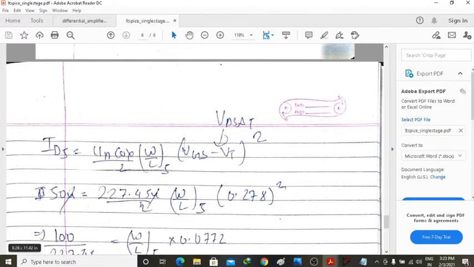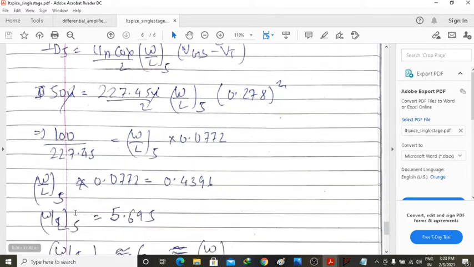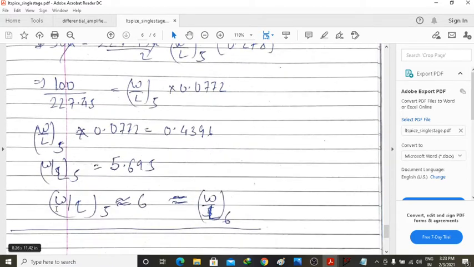So when I put all the values, I am expecting the output of the value of W by L5. Finally I get the value of W by L5 equal to 5.696, so we assume it as 6. We assume the aspect ratio to be 6, right? So finally we now have the aspect ratios of all the transistors.